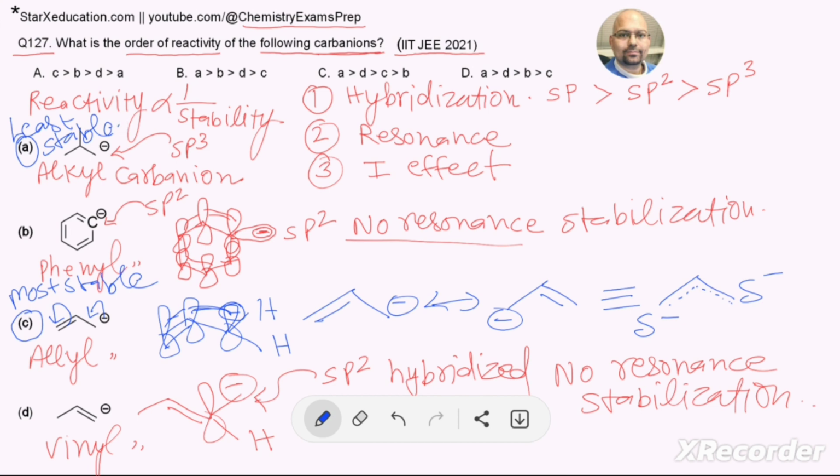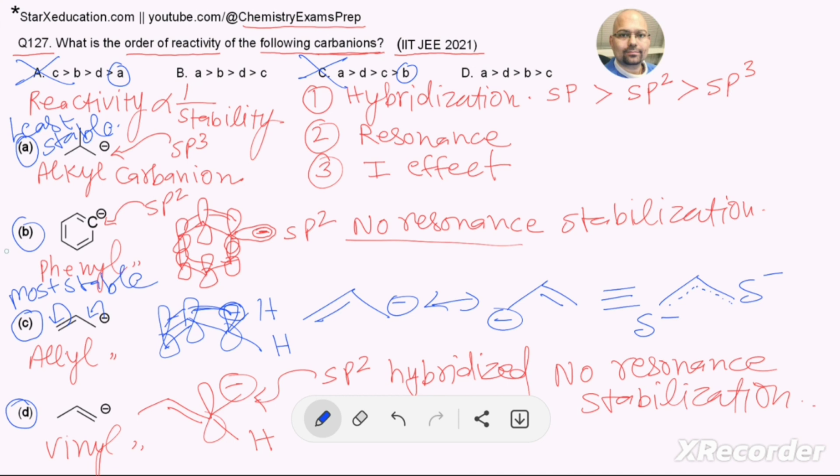Now we can remove some choices. The most stable would be the least reactive here. So it means that the options that do not have C at the end are not the correct choices. So here you can eliminate A. You can also eliminate choice B. Now between the remaining choices, we need to see the reactivity or stability of species B and D.